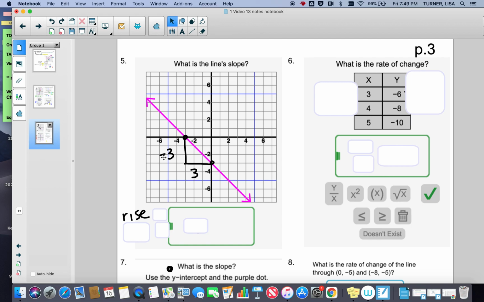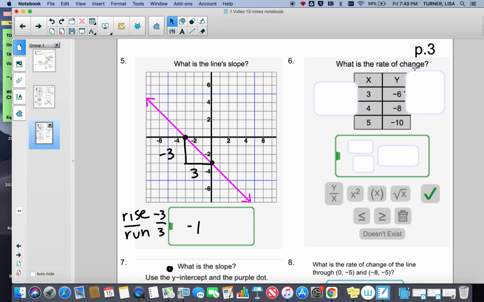So I have to write it as a negative 3. It's going down. And then the run is going to the right, so it's 3. I just use my calculator to get it right. Negative 3 divided by 3. Rise and run are always a fraction, and I can calculate a lot of them. All right, equals -1.